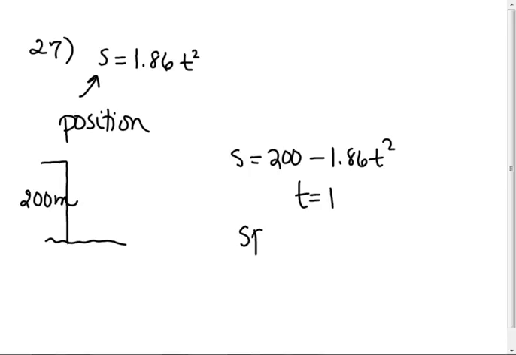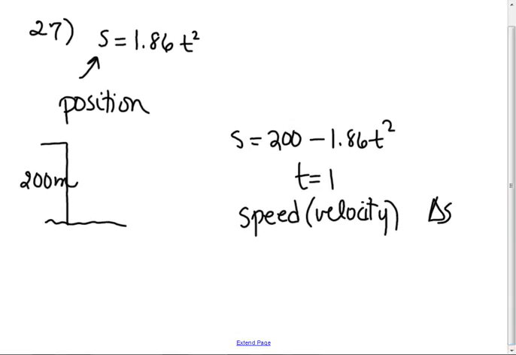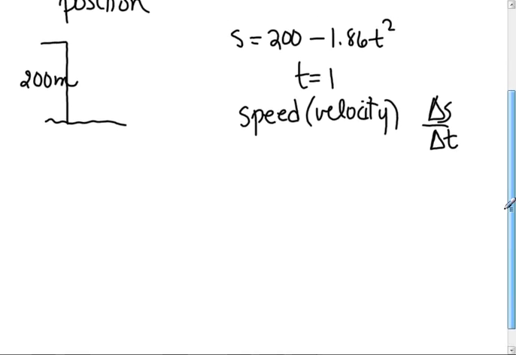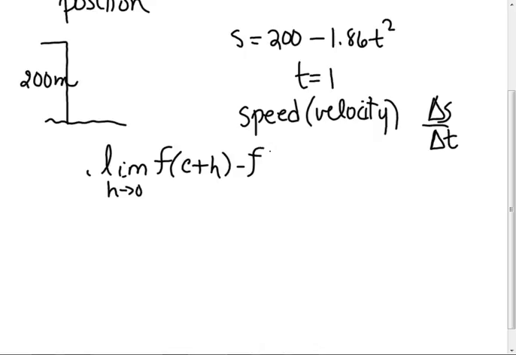I want the speed. Well, what is the speed or the velocity? Yes, the change in your distance over time. That's that alternate form of the definition if you think about it. And I want the instantaneous speed. I don't want the average speed. I want the instantaneous. So that's the limit as c goes to 0, h goes to 0, and it's f of c plus h minus f of c all over h.